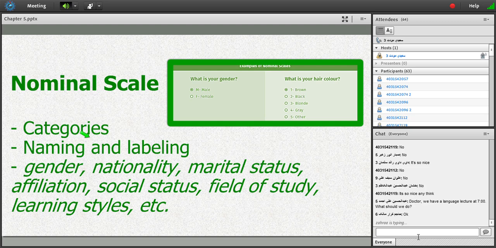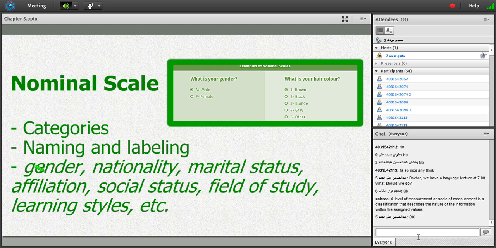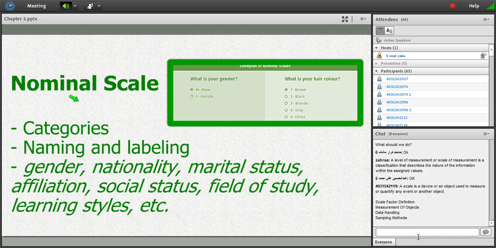So in nominal scale, we have names and labels. We have, for example, gender. It's classification. That's right. Thank you, Zahra. So gender, nationality, marital status. For example, you can be single or married, or divorced. You can have affiliation, for example, affiliation to university, to school, to factory. Social status, field of study, learning style. These are examples of nominal scale.